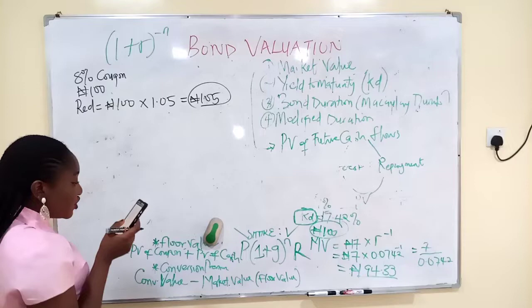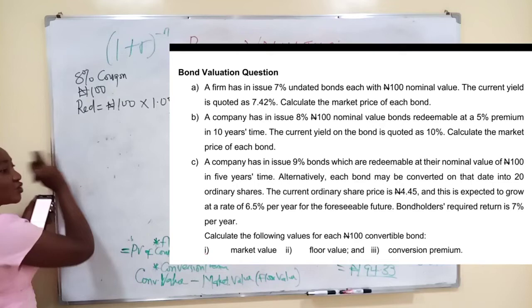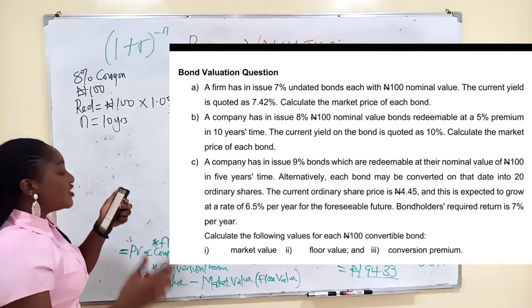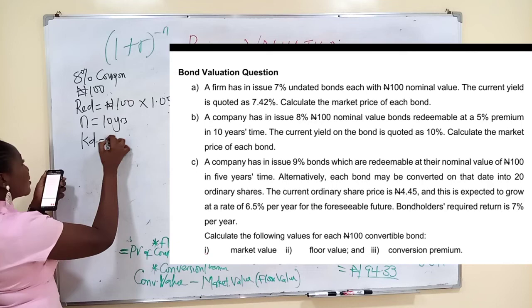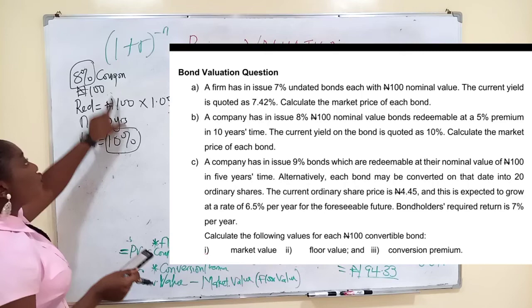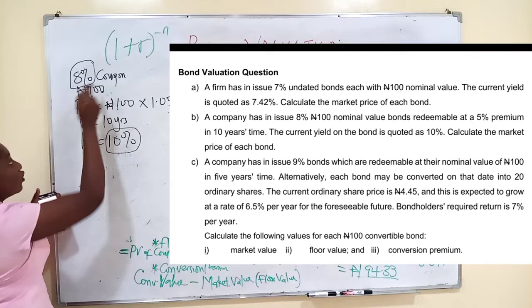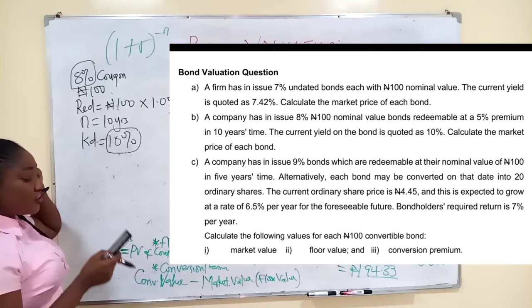5% premium in 10 years' time. This one has dates, right? In 10 years' time, the current yield on the bond, the yield to maturity, that's Kd, is what? 10%. Wow, this is far higher than the coupon. From this one, you should already know that the market value will definitely be lower than the face value of the debt. Because look at what the investor is getting. Because you understand this concept, you kind of know if the answer is wrong or right.